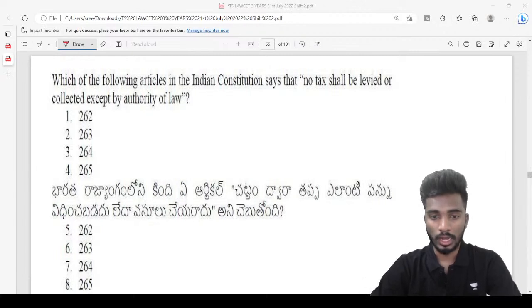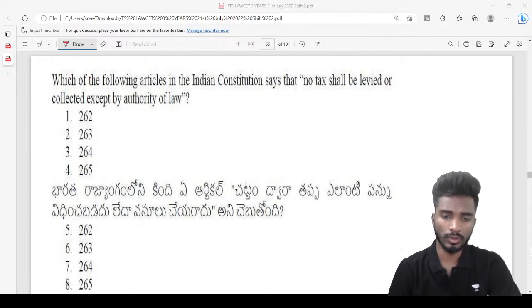So I gave you an example of this particular thing, like when we were talking about right to freedom of religion. If you guys remember correctly, you should be able to answer it. What is the answer? I'm sure that I did not mention the article, but anyways, let us see. So the answer is Article 265.